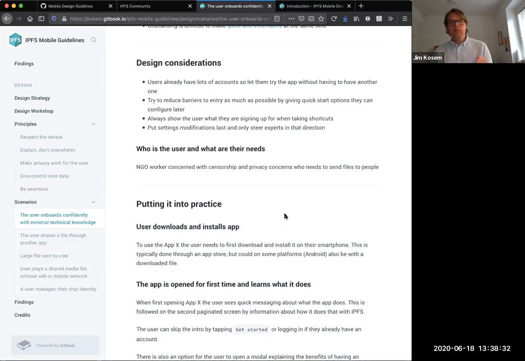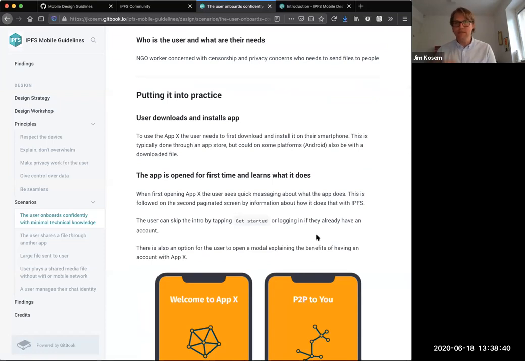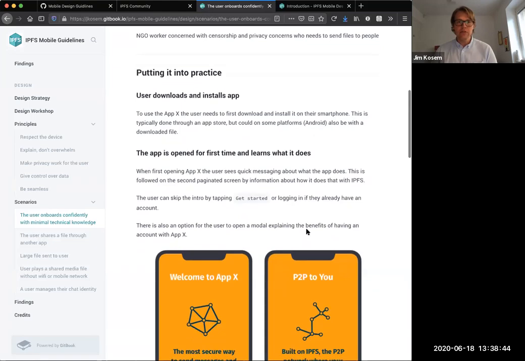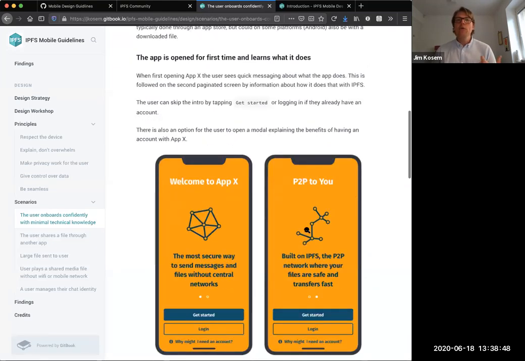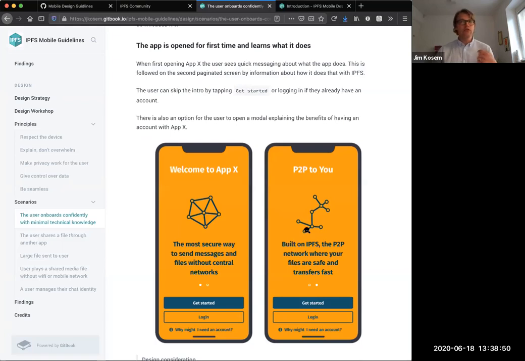So in this particular scenario, somebody is concerned about censorship and privacy, and they want to know where these files go. Putting that into practice is the actual user flow, the illustration of what that looks like for that particular user. They would download and install the app, and it's open for the first time. So again, they're interested in testing, but their commitment level might be low at this point. So how can we get them in?